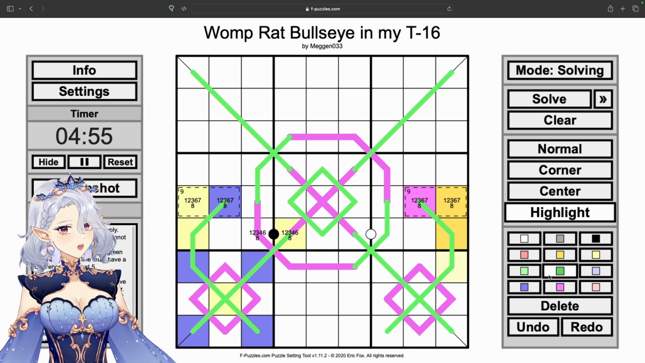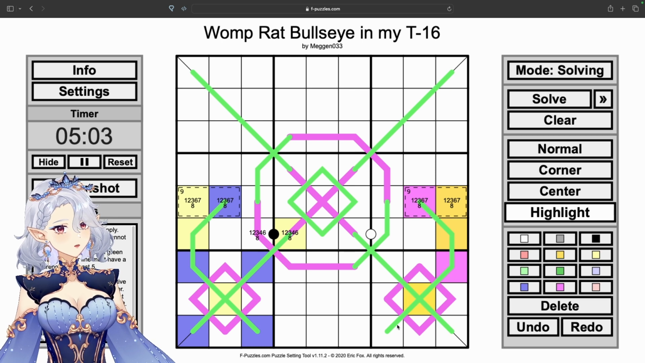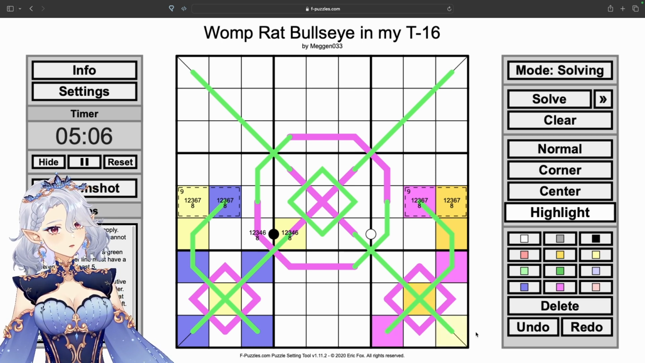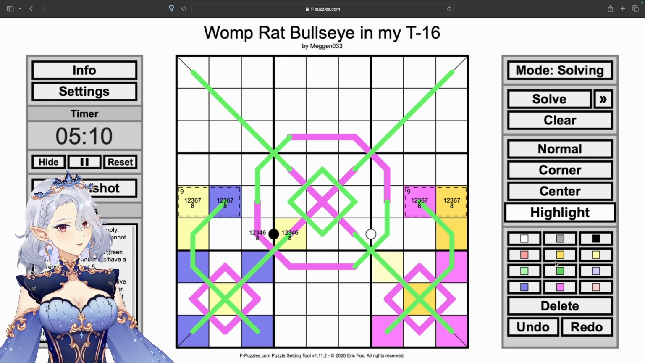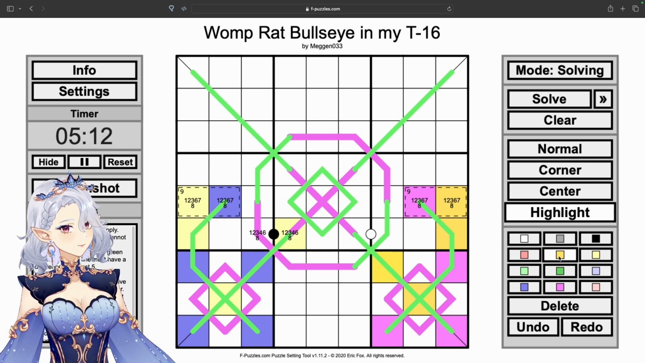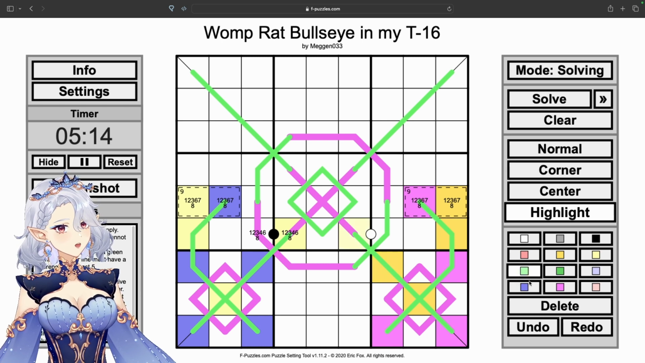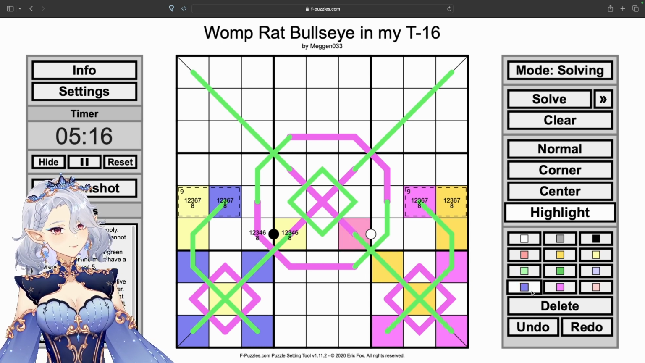Then we have this one being pink. This dark yellow. This is pink. This is pink. This will be yellow and pink. No, this is not yellow, this is pink. This is yellow. Sorry.